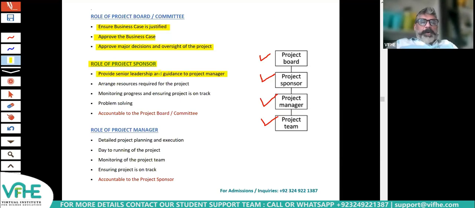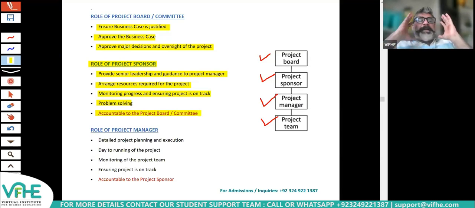So what is the role of a sponsor? Provide senior leadership and guidance to the project manager, arrange the resources required for the project, whatever human resource, financial resource, he will arrange that from the company. Monitoring the progress and ensuring that the project is on track. That is the job of the sponsor. Problem solving: in case there's any problem or issue, he will make sure that it is resolved, and ultimately he is accountable to the project board or the committee or whatever.